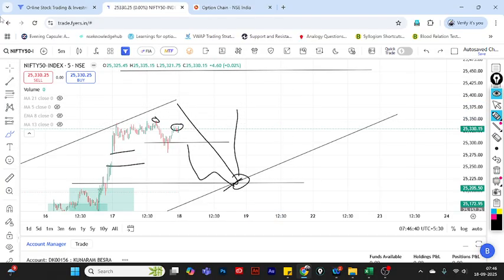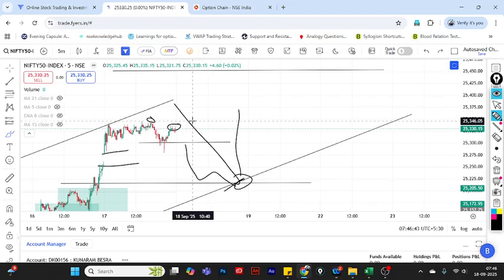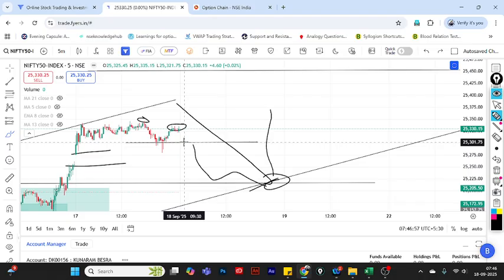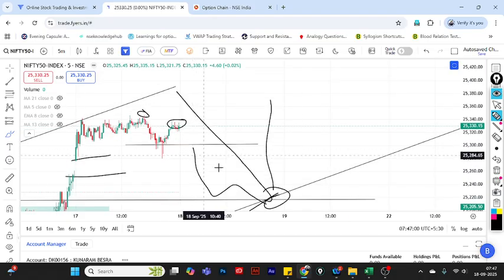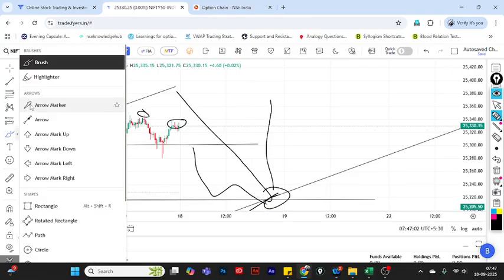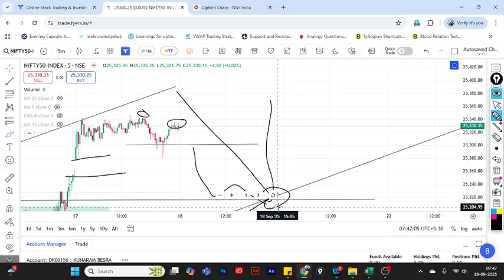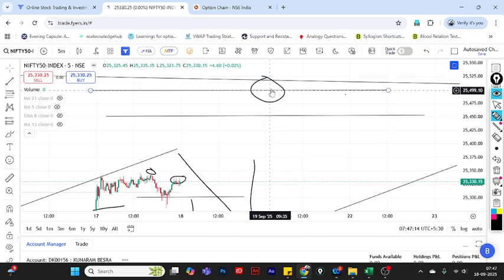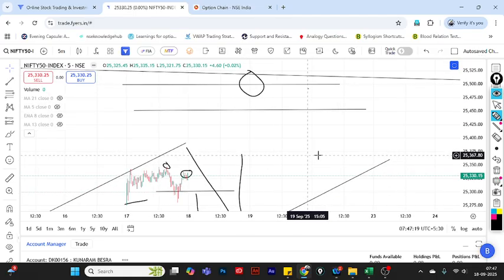So you have to plan here. If the market opens gap up and reaches the upper channel, you have to plan for put. If the market gaps down and this level breaks, then you have to wait for a retracement and plan for put only. When the market reaches this level, 25,200, only then plan for the call side. And after that, when the market reaches 25,500, you can plan again for a downfall.